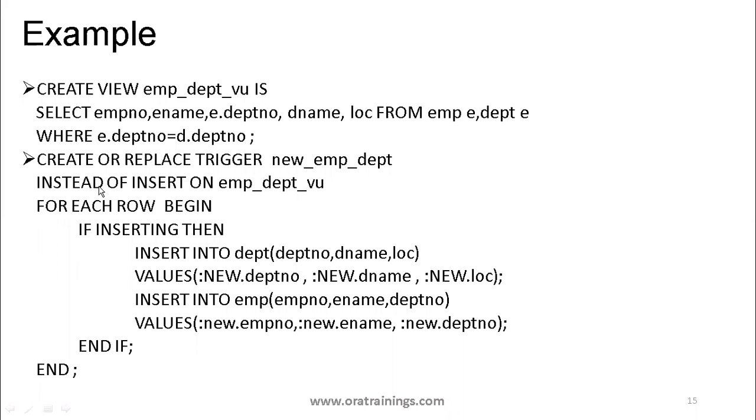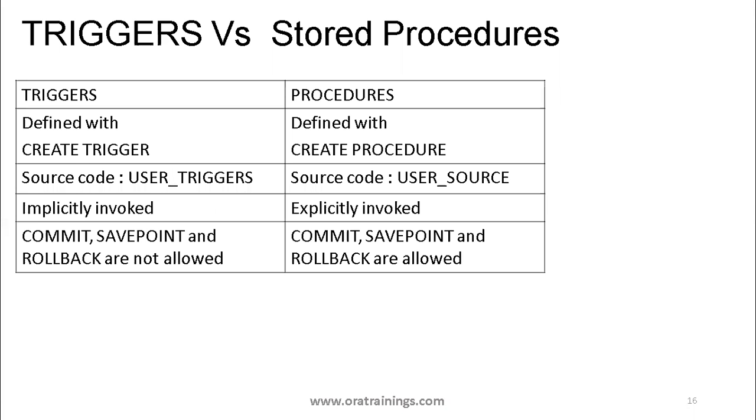Now here, if you observe the example, create or replace trigger, this is the trigger name, instead of on which particular view, for each row, and this is the business logic: begin, if inserting. Okay, if insertion is happening on this particular view, then just simply insert the data. And here, if you want to get the new value or the old value, you can mention it like this. If you want to get the new value, mention :new dot a particular column name. If you want to get the old value, mention :old dot a particular column name. Okay.